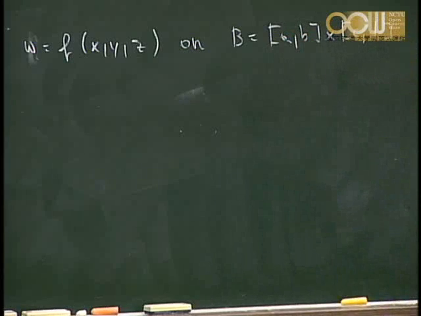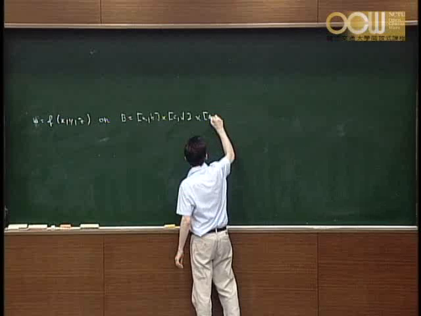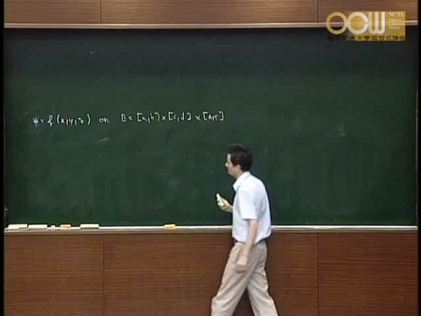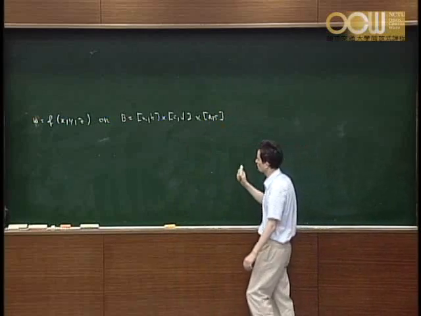What is the textbook using? A, B, C, D, E, F, or what? R, S. Okay, let's stick to the same notation. Okay, so we have a function given on such a box.